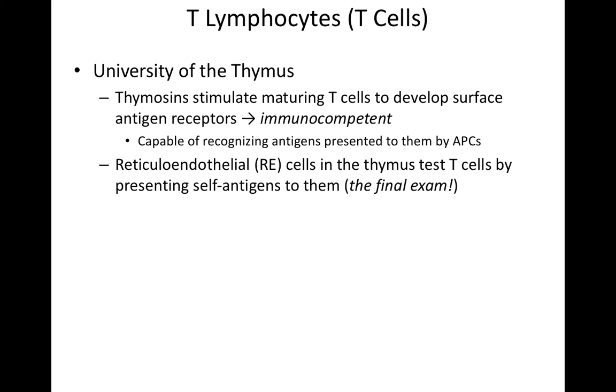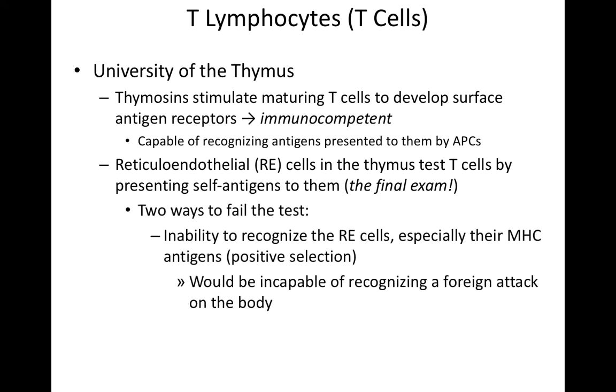They're giving the exam. What they're going to do is they are going to present self antigens to the T cells. There's going to be two ways the T cells can fail the test, and it's going to be presented to them sequentially. So we're going to start with what's called positive selection. If the T cells were incapable of recognizing that the RE cells are self, then they fail the test.